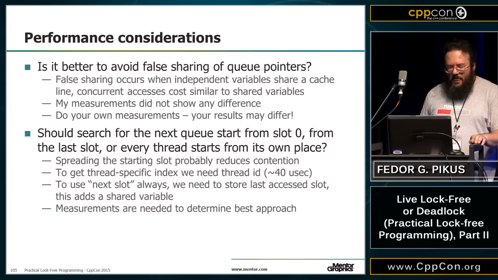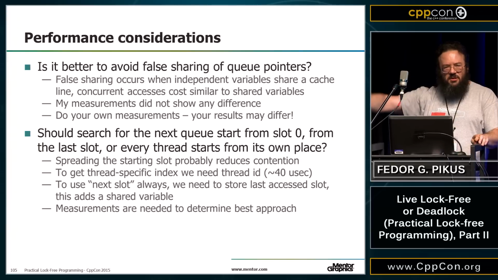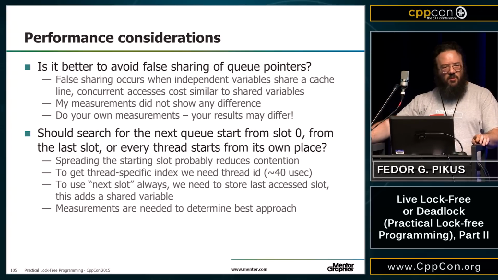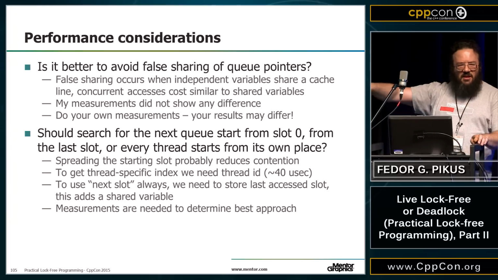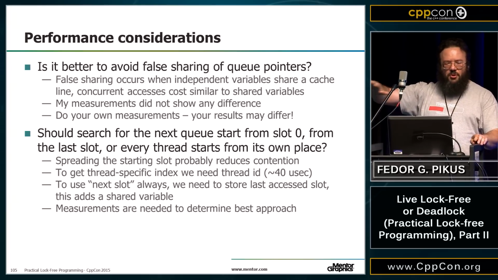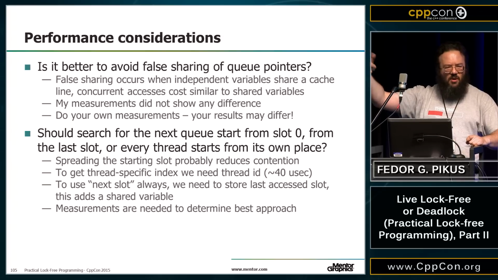Okay, when you have multiple threads starting to seek through that array of atomic pointers, should you start always from 0? Should you start from the last slot you looked at? Or should you have a round robin? The first thread starts from 0, the second thread starts from 1, and so on.